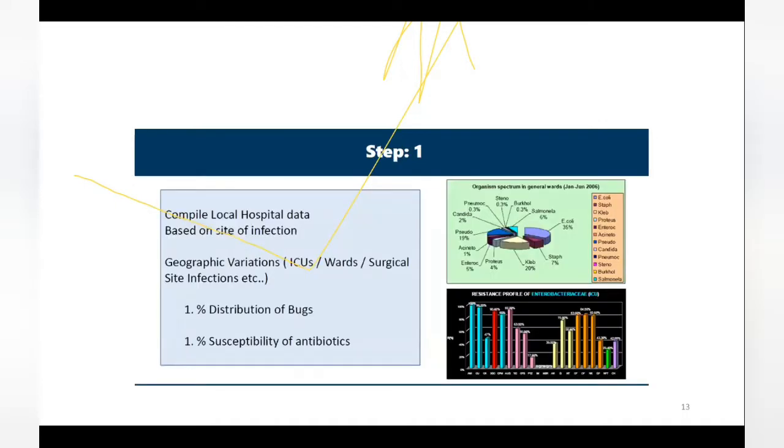Now let's see how to prepare the antibiogram. I am focusing more on the antibiogram because on the basis of the antibiogram we will be preparing our antibiotic policy. So the first thing is to compile the local hospital data on sensitivity pattern based on the site of infection. Geographically, we can prepare antibiograms for different sites like ICUs or wards or surgical ward or surgical ICU and cath lab and dialysis areas and others.